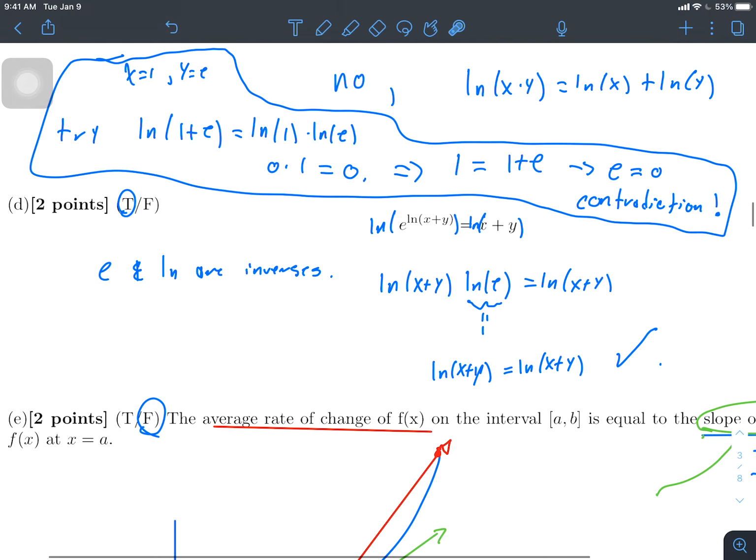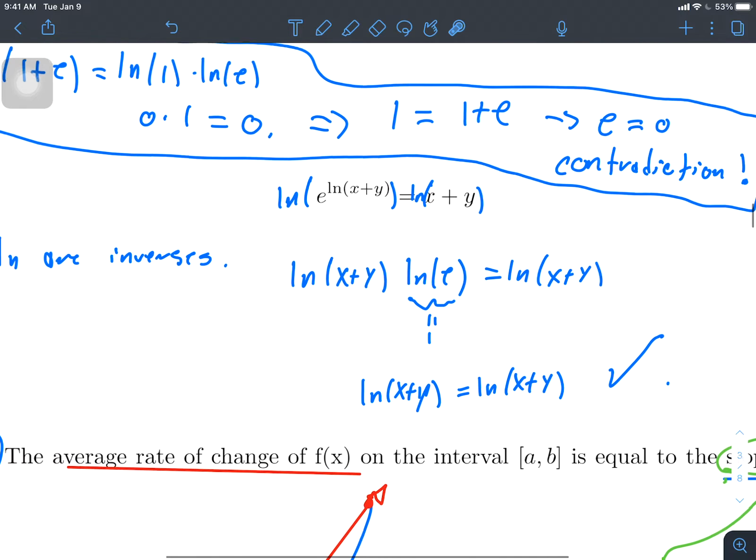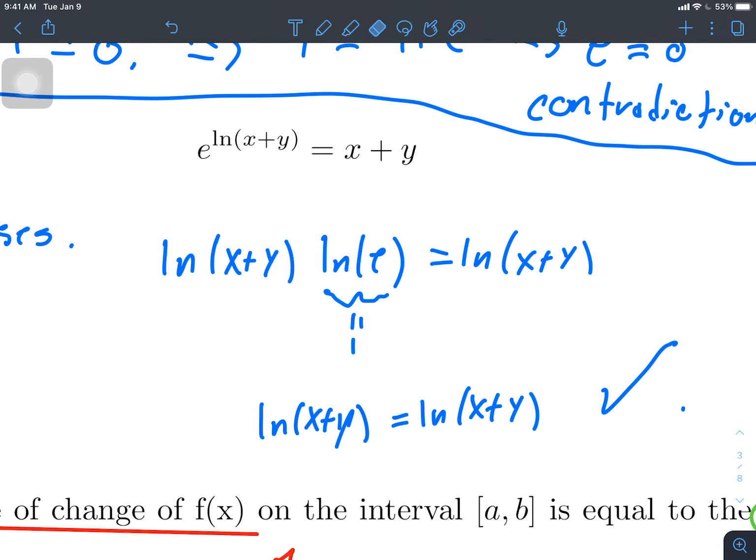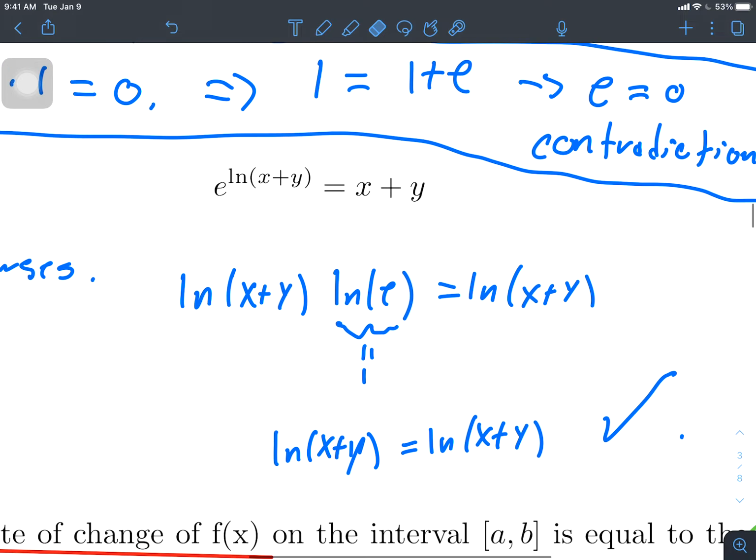All right, so next up, the next one was e to the ln of x plus y is equal to x plus y. So if you remember one of the rules, you can just immediately verify that this is true, because e and ln are going to cancel one another out.